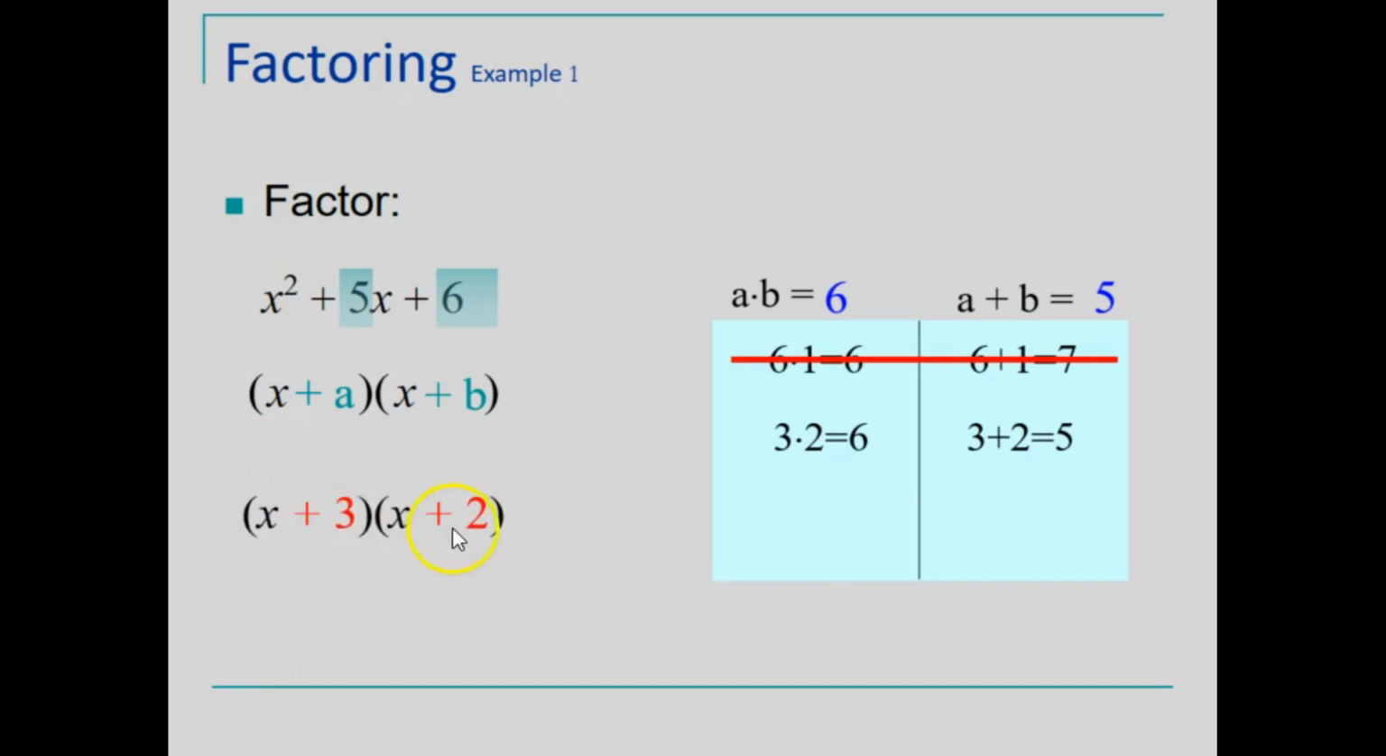Replacing the last terms with these two factors, and to determine whether this is correct or not, we'll use FOIL method for multiplication, simplifying, and as long as we get the same trinomial, we know that these two binomials are the correct factorization.